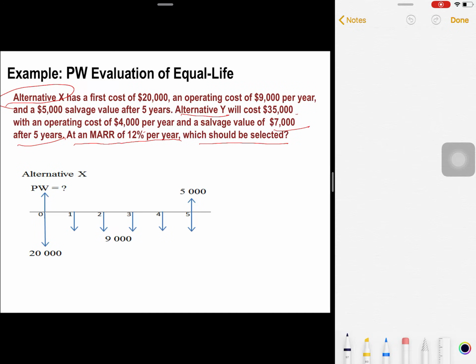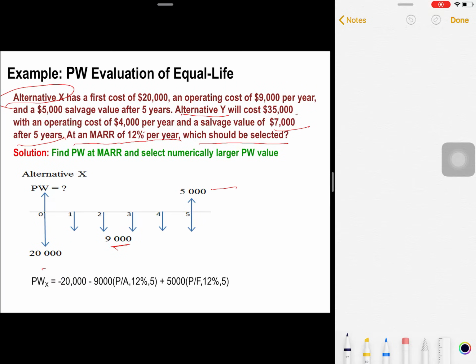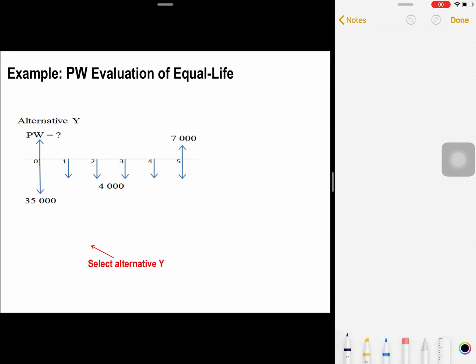So this is the cash flow diagram for alternative X. You have the first cost of $20,000, the operating cost of $9,000, and the future salvage value of $5,000. So how do we determine the PW? This is the solution. Negative $20,000 minus $9,000 times the present worth factor P over A plus $5,000 times P over F, and you get a value of negative $49,606. So how about alternative Y?